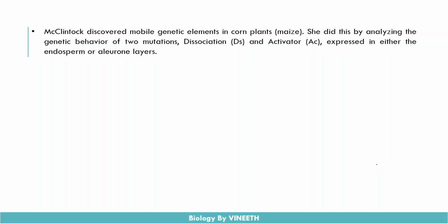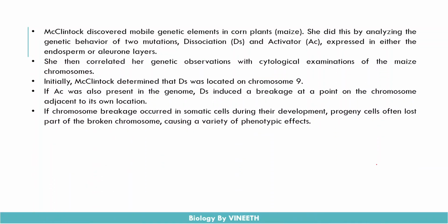These mutations, as she said, were majorly caused by chromosome breakages, and these chromosomal breakages were majorly caused by jumping genes. These jumping genes are actually called controlling elements. The controlling elements are the dissociation and activator elements. These are expressed in the endosperm or aleurone layers of the corn kernel.